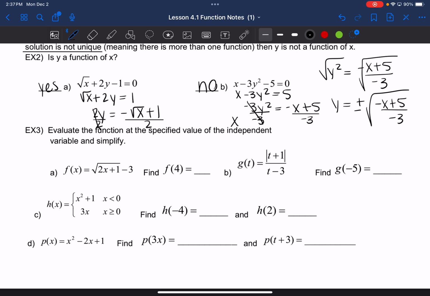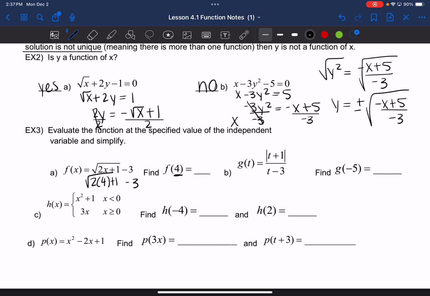Simplify whatever you get when they tell you what to plug in for x. So they tell you what to plug in, you simplify. Part A says f of x is equal to the square root of 2x plus 1 minus 3, and they say find f of 4. So what am I going to do? Plug in 4. So I'd have 2 times 4 plus 1 underneath that square root minus 3. And then it says just to simplify.